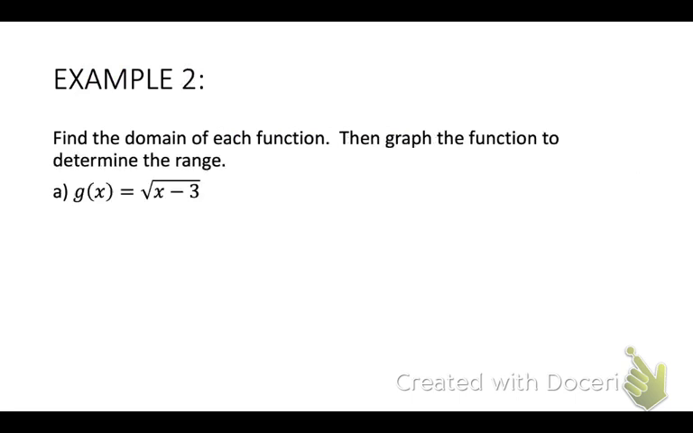Skip through. So now let's get to example 2 where we have our domain restrictions. Let's go ahead and do this one together. So we're going to find the domain of each function, then graph it to determine the range. So we have the function g of x is equal to the square root of x minus 3.